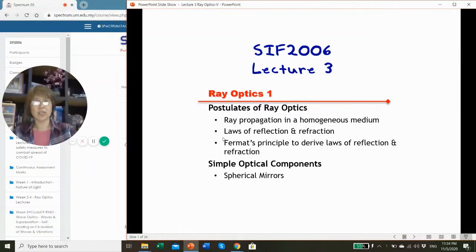This is lecture 3. We'll continue on ray propagation in homogeneous medium, on laws of reflection and refraction, Fermat's principle, and using it to derive these two laws. And we'll look into spherical mirrors.